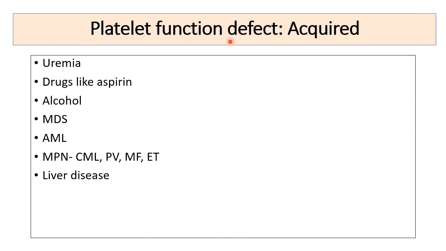And the acquired platelet defect causes, some are uremia, drugs like aspirin, alcohol, myelodysplastic syndromes, AMLs. They all have a defect in the stem cells itself, which can form functionally abnormal platelets. Similarly, in myeloproliferative neoplasms like CML, polycythemia vera, ET, essential thrombocytosis is one cause, where platelets and megakaryocytes are produced, but they are all abnormal and tend to produce platelets that are abnormal in terms of platelet function. And even liver disease is another cause.